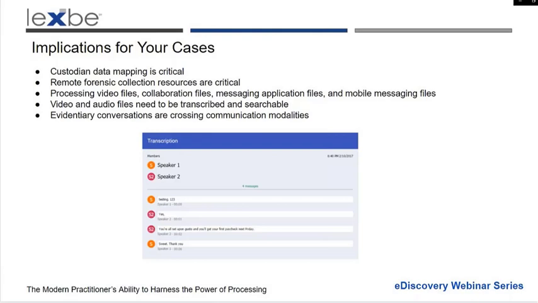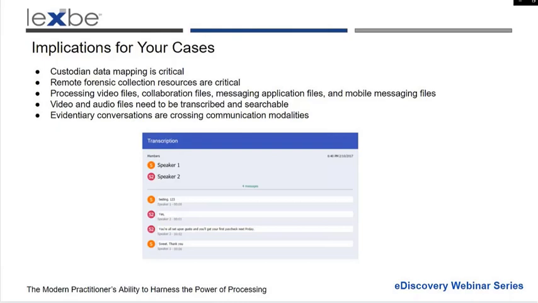There were several markets that were locked down, and you faced a hefty fine if you attempted to visit locations on site to perform forensic collections. So having the ability to do remote forensic collections is really critical. You have to process a greater breadth and depth of file types, and therefore you have to ensure that the ESI processing solution that you're utilizing can handle that.